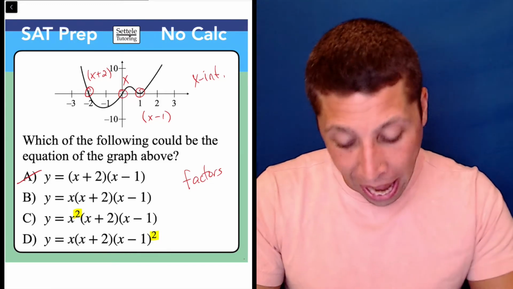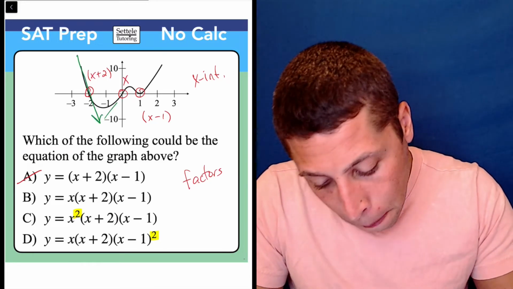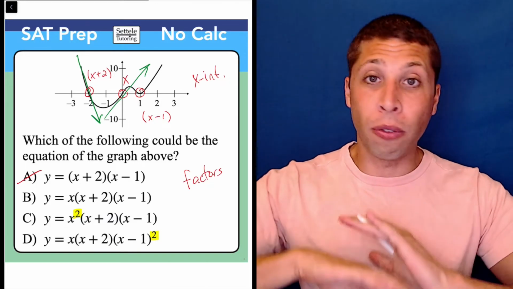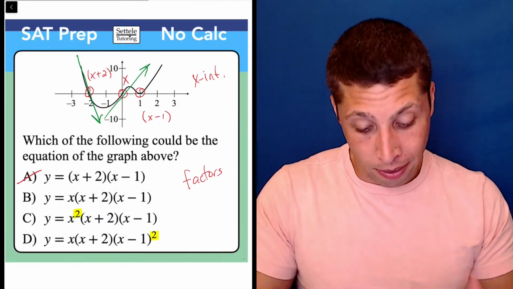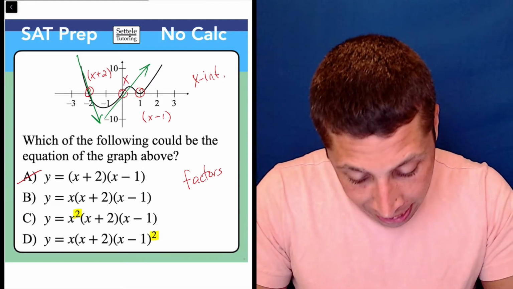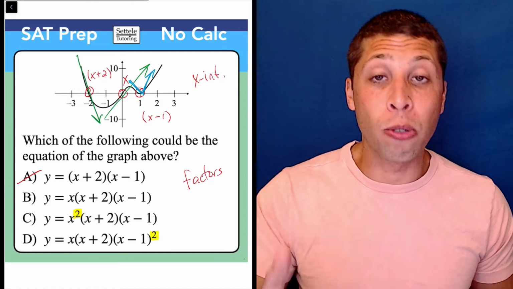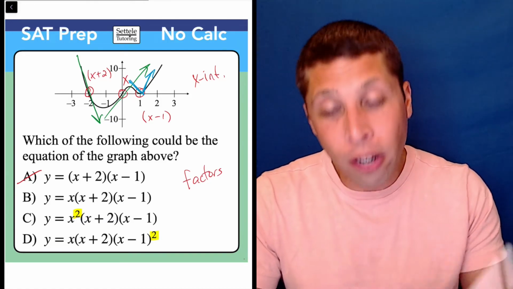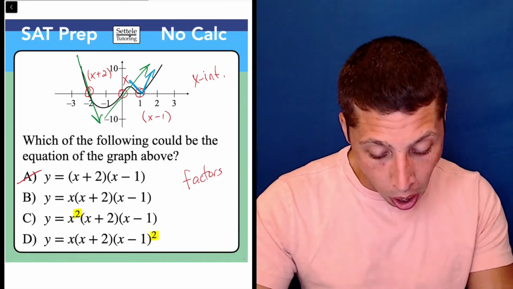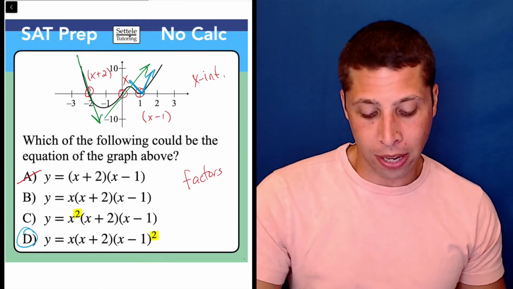So in that case, it happens in two places. It happens at -2, and then it comes back up through 0. So those are very normal, standard x-intercepts. The weird one is the 1, right? Because what happens there? It hits the x-axis and then bounces back up, and that only happens when we have an even number to that factor. So that's where the squared exponent is going to be, on the 1, or in this case, the -1. So that means choice D is going to be our answer.